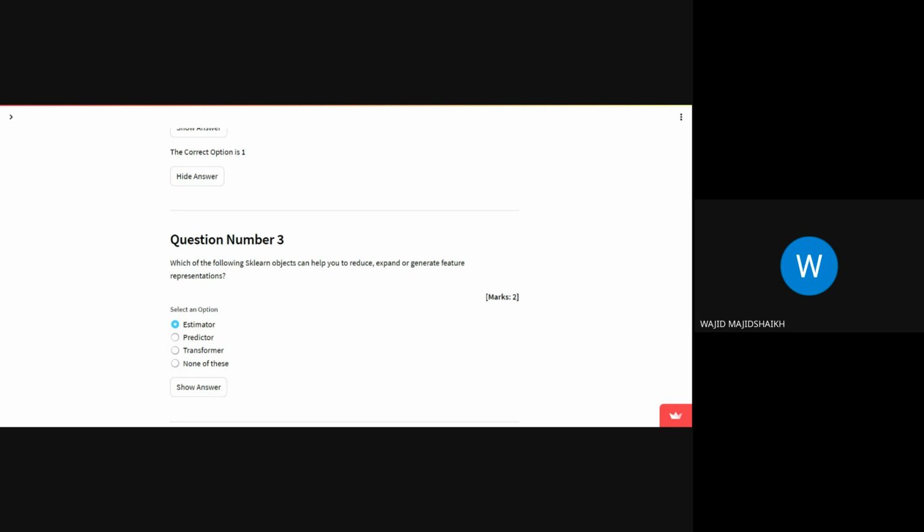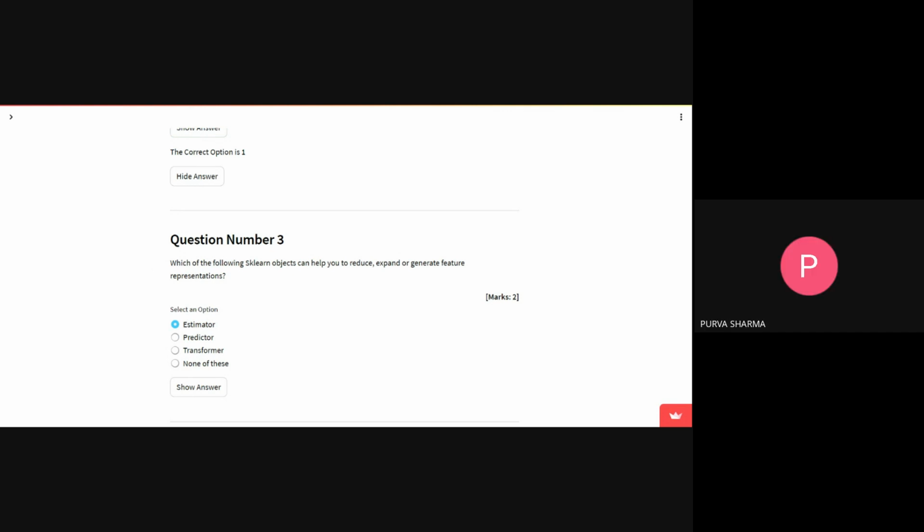things that have to expand and polynomial transformer is also there. It's maybe transformer or none of this. No. Anyone else want to try? How will they reduce using transformer? That is my doubt only.